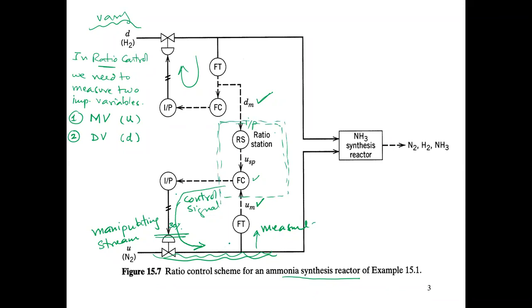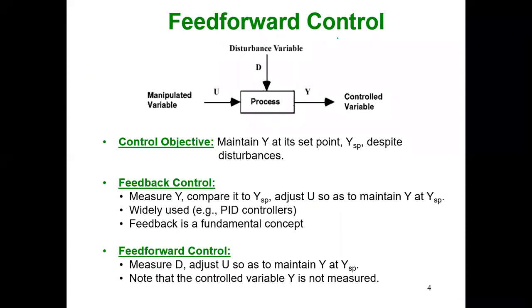Okay. Next. So basically what's happening here, by examples we have seen कि अगर हम किसी process की बात करें तो उस process में एक variable होता है जिसको हम control करते हैं. We usually call it Y or the control variable.